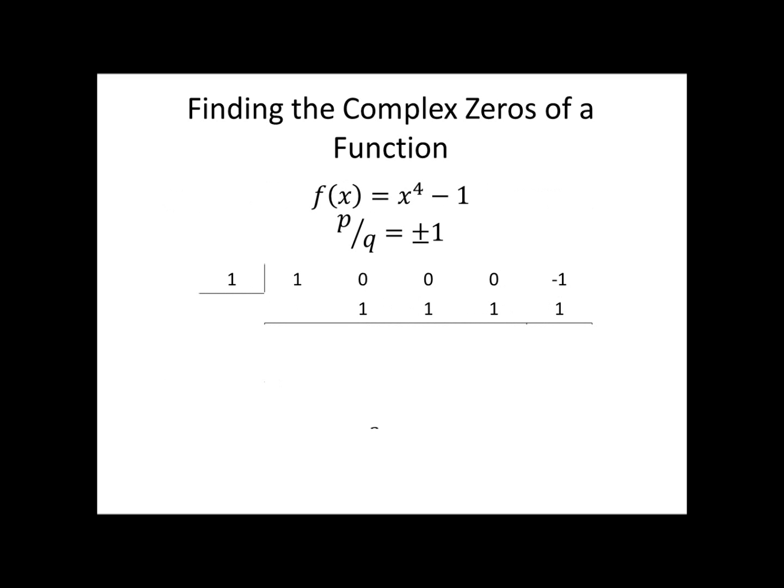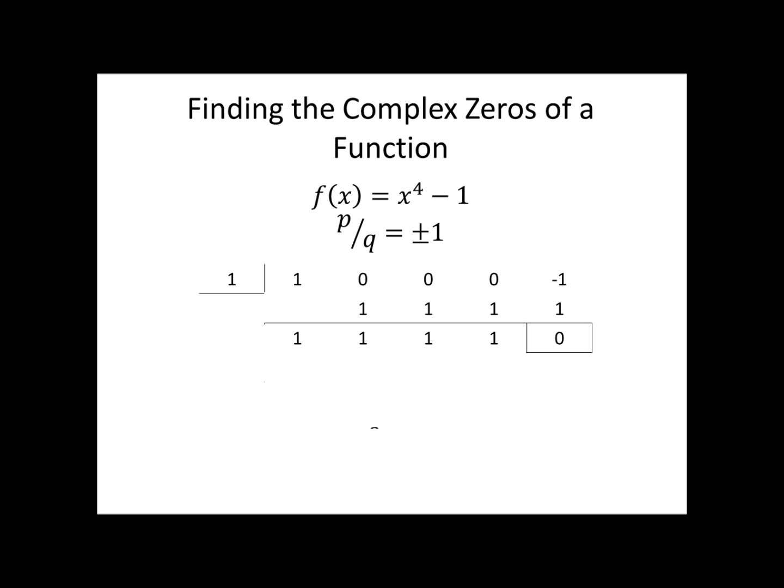Okay, so what if they don't tell us a complex 0, just like the f of x equals x to the fourth minus 1? Well, it starts out just like it would have 2 sections ago. Do the whole p over q stuff. Now my p over q's, I've only got plus 1 or minus 1. And I know that 1's going to work because if I plug in 1, I get 0. So I depress the equation just like I would have 2 sections ago. And yes, 1 works. My synthetic division shows that. And I get a new polynomial, x cubed plus x squared plus x plus 1.